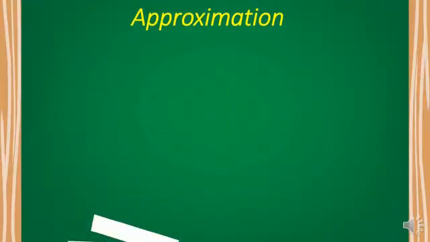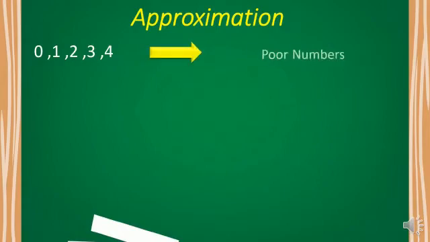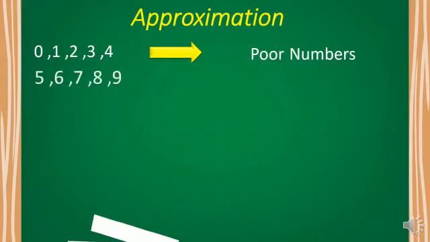Our lesson today is about approximation. First, we know that we have two groups of numbers. 0, 1, 2, 3, 4 are poor numbers. 5, 6, 7, 8, 9 are rich numbers. Poor numbers don't give anything, but rich numbers give the next number to the one on the left.